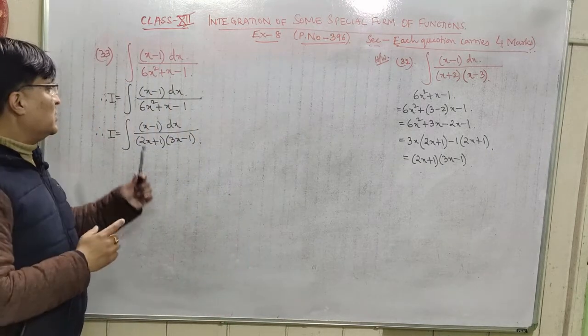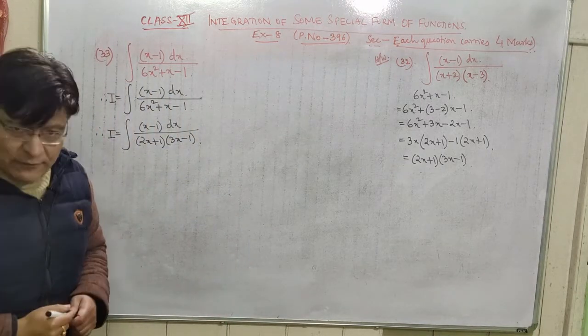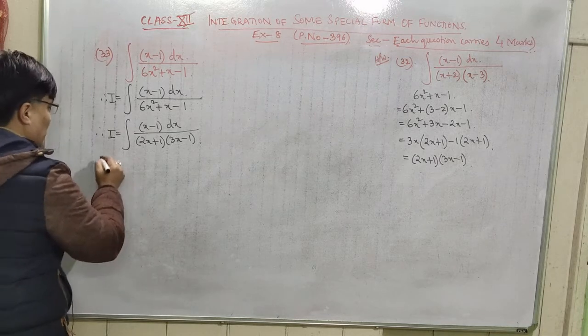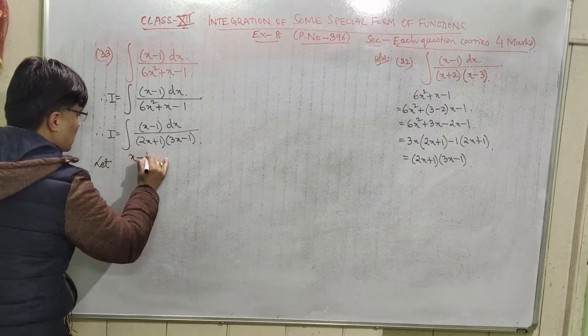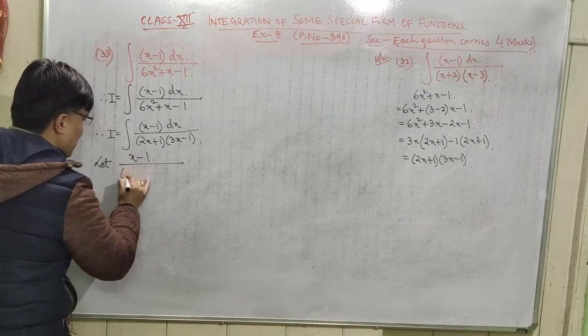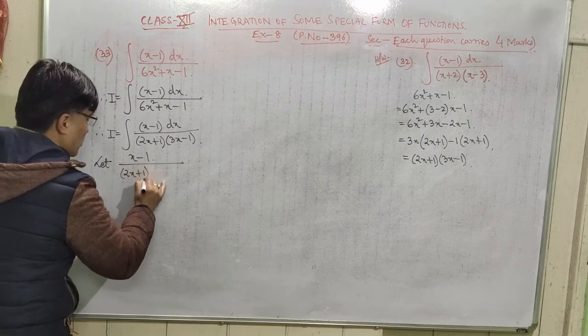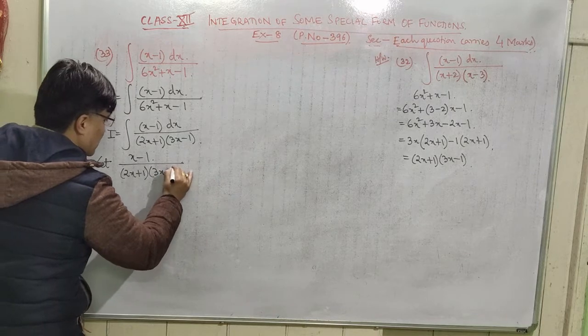So let us convert this fraction in terms of partial fraction. So now you know how to convert it. So let x minus 1 divided by 2x plus 1 into 3x minus 1.